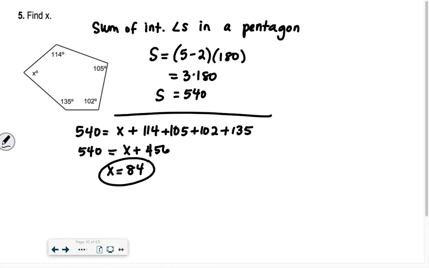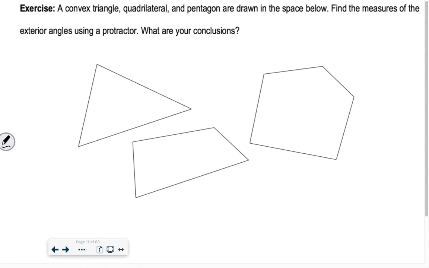Easy enough? Can you guys handle that? That was pretty easy. I do some hard ones on your homework, though, because I gotta mix things up. Gotta make sure you're good with your algebra skills, too. You're like, great. All right.